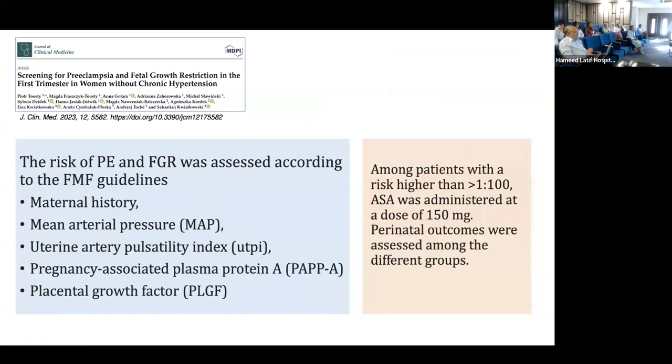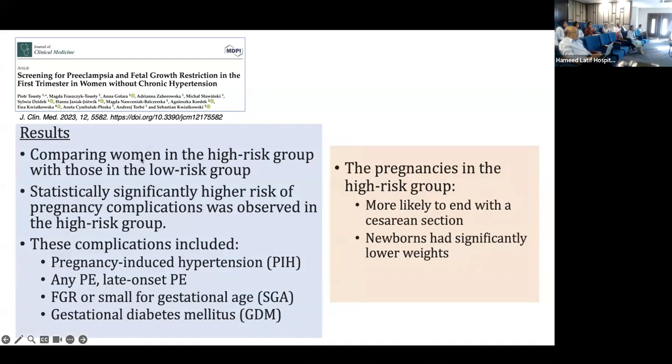the dosage. Now, this is again actually the same, but among patients with a high risk, risk higher than 1 in 100, acetyl salicylic acid was administered at a dose of 150 milligram. Perinatal outcomes were assessed among the different groups, comparing women in the high-risk group with those in the low-risk group. A statistically significant higher risk of pregnancy complications was observed in the high-risk group, and the complications included PIH, pregnancy-induced hypertension, any PE. Any PE means early onset, late onset, very late onset, fetal growth restriction, and gestational diabetes development. And those pregnancies also were high risk for the infants, and they were more likely to end with a cesarean section, and newborns had significantly lower risk.